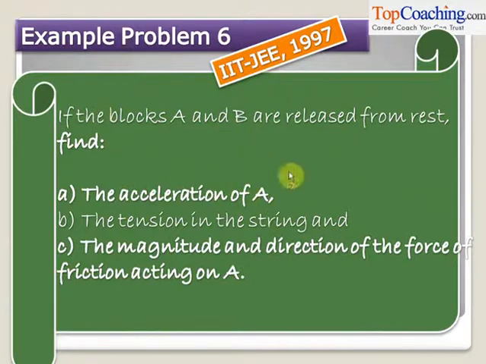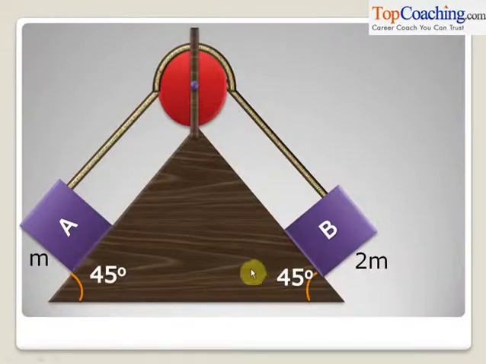Well, this question really seems to be mind-boggling. What's up? Well, in this question, as you can see, there is mass A, there is mass B, and there is this wedge. We have to find the acceleration of the blocks, which will be the same because they are connected by a single string, the tension in the string, and the friction force acting on the blocks.